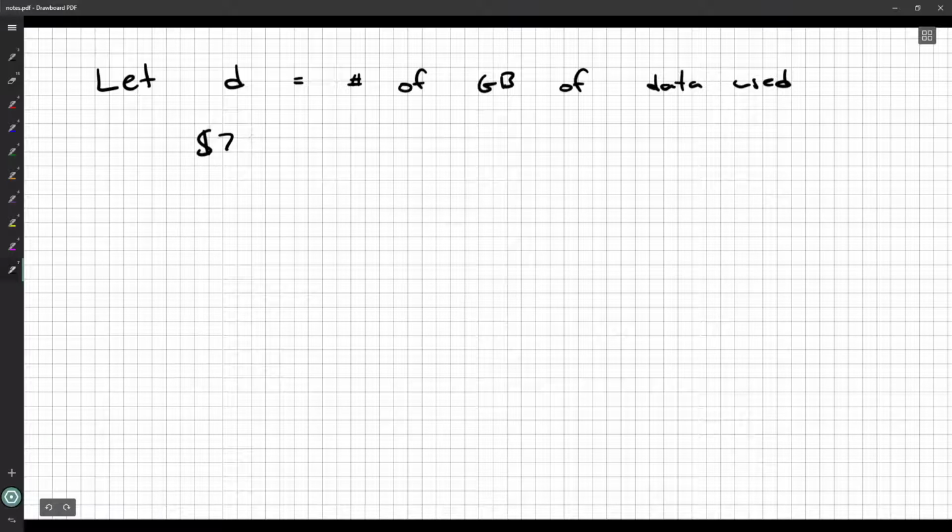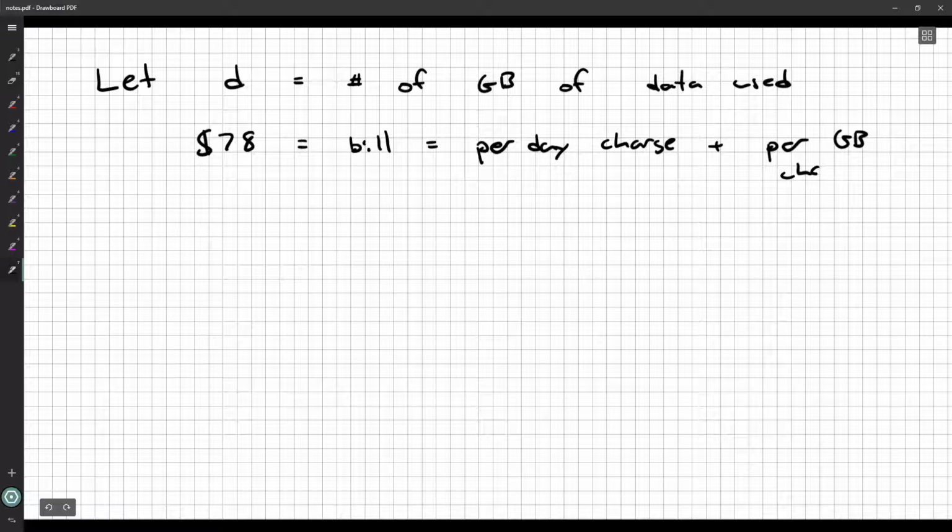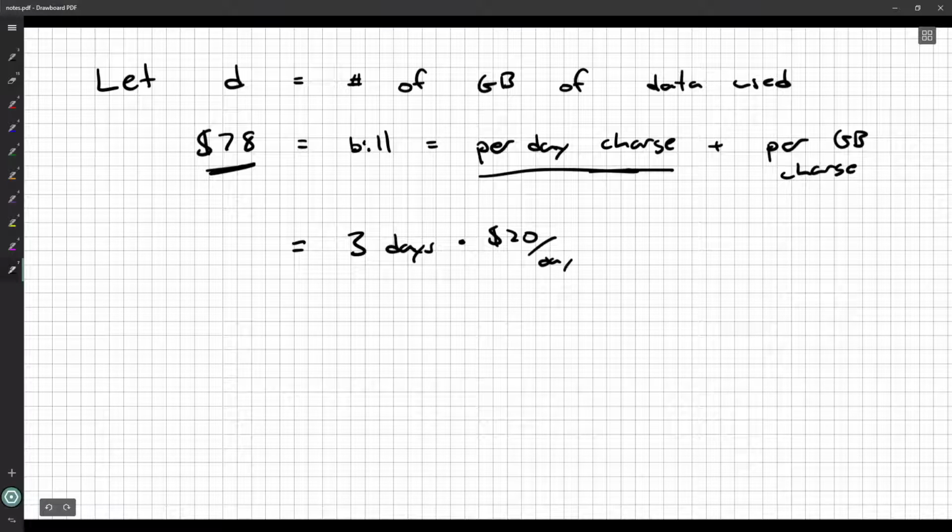Well, there's the $78 bill. And as I just mentioned, that's going to be the per day charge, I guess you could say, plus the per gigabyte charge. So we know that amount. Per day charge. What else do we know? We know that Clara was there for 3 days. And we know that it's $20 per day.